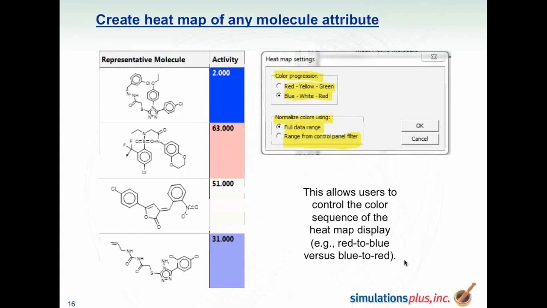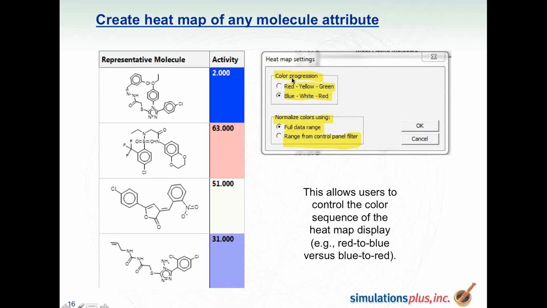Okay. Next is the heat map. If you are a very visual person and you like colors, then you have the option of looking at a column in the progression. So the colors, you can see the red, yellow, and green. Red would mean low activity, green would mean higher activity, or blue, white, and red. So blue is lower activity and red is higher activity.